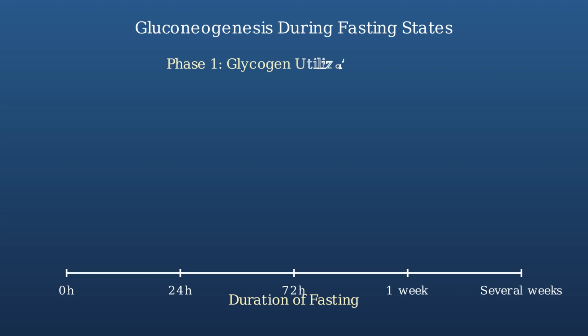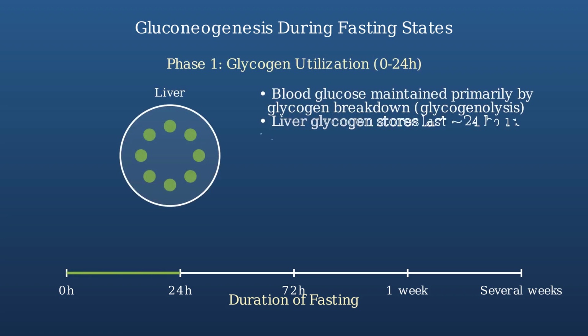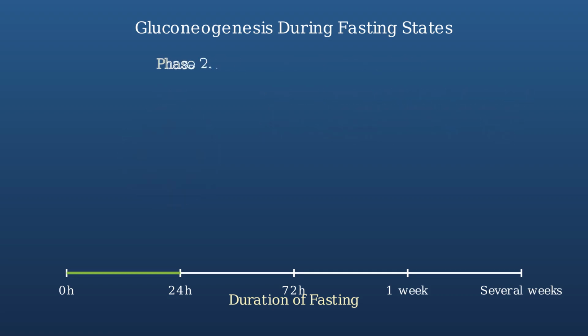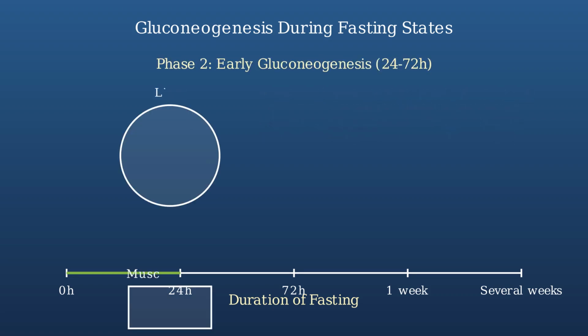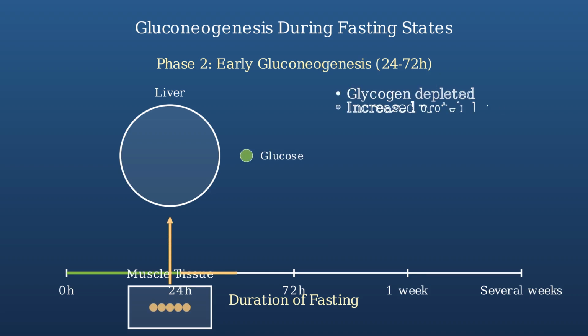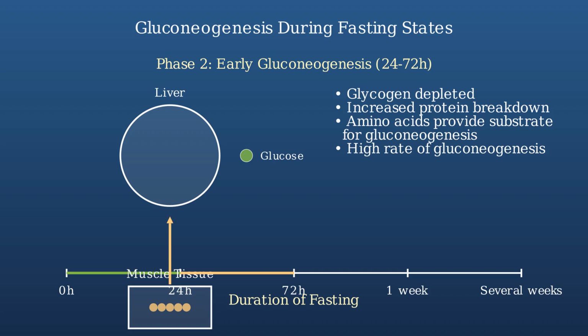During the first 24 hours of fasting, the body primarily relies on liver glycogen stores to maintain blood glucose levels. After glycogen is depleted, around 24 hours into fasting, gluconeogenesis becomes the primary source of glucose. During this phase, protein breakdown provides amino acids that serve as substrates for gluconeogenesis in the liver.